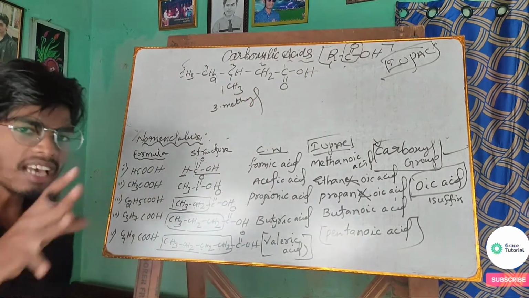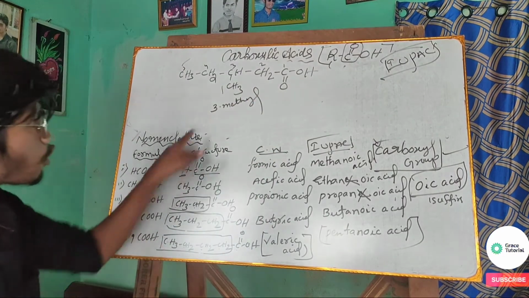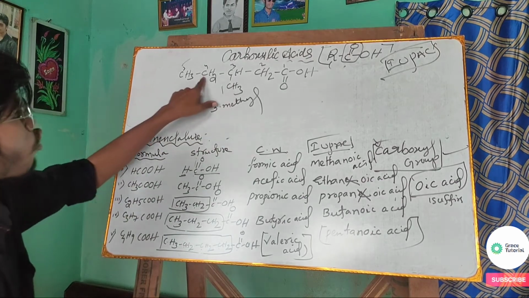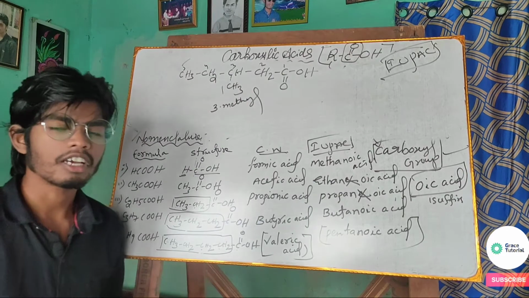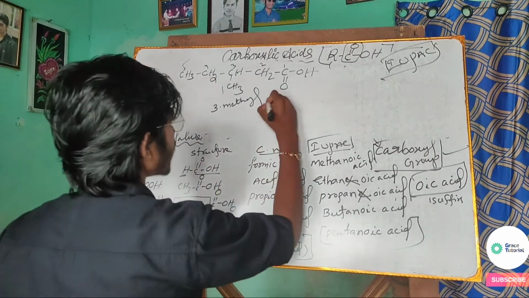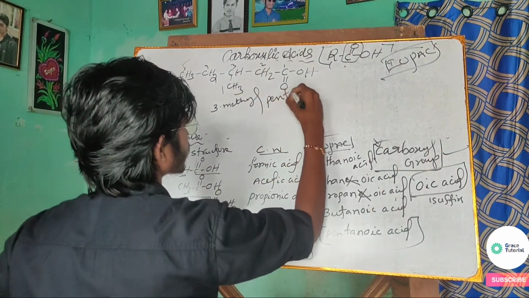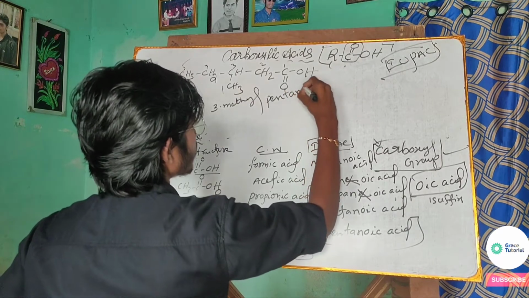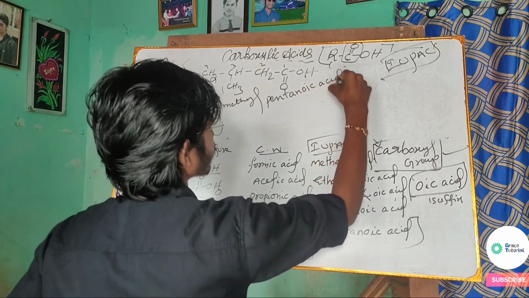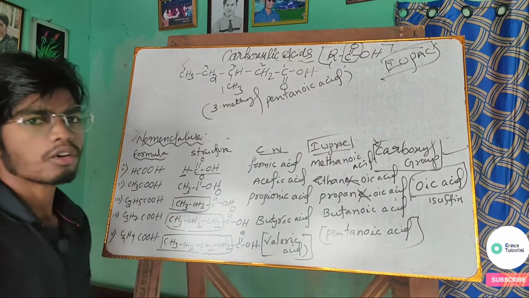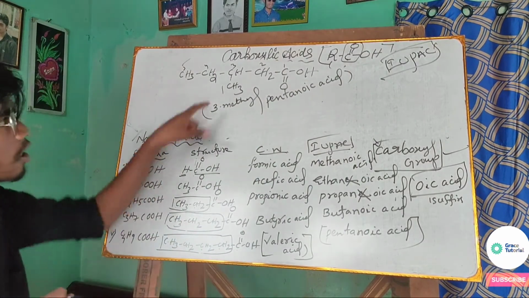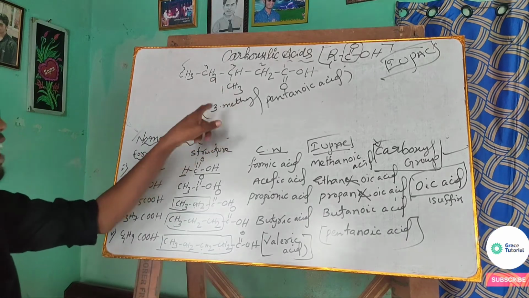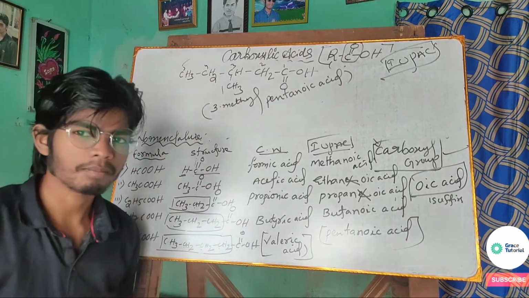3-methyl, first of all, the substituent is to be named. So 3-methyl, 1, 2, 3, 4, 5. How many carbon atoms are there? 5 carbon atoms are there. So 3-methyl pentanoic acid. This is the name of the compound on the basis of the IUPAC system. At the 3 position a methyl group is there, that's why 3-methyl pentanoic acid.